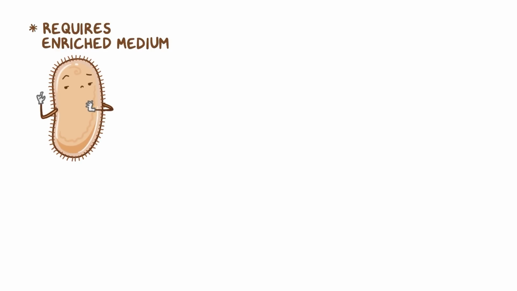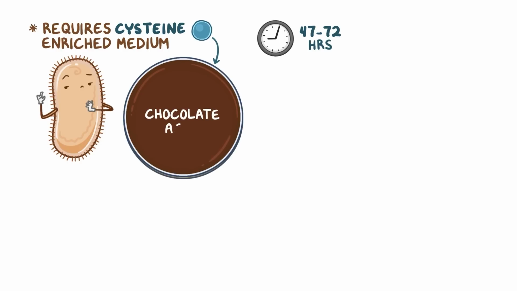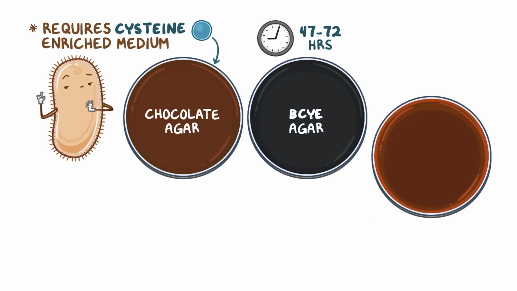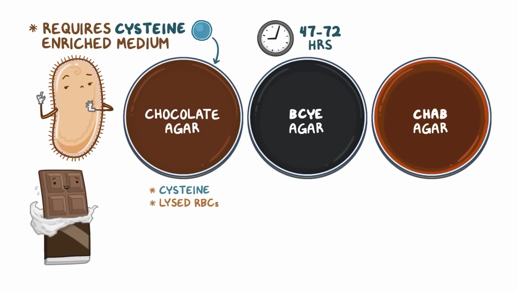And Francisella tularensis really loves cysteine, so it only grows in about 47 to 72 hours on cysteine-enriched mediums, like cysteine-enriched chocolate agar, BCYE, and CHAB. Cysteine-enriched chocolate agar, named so for its color, actually contains cysteine in lysed red blood cells, so no chocolate products were harmed in the making of this medium.